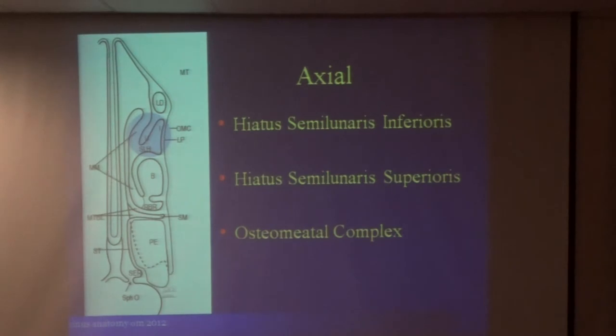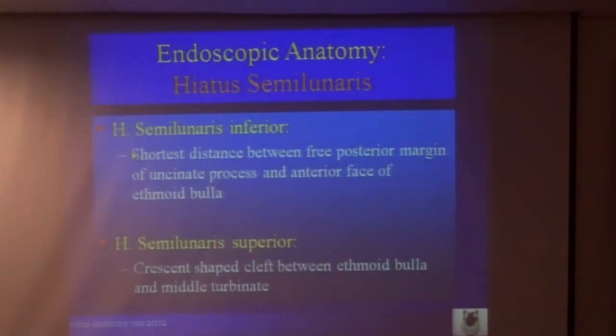Then, if we go deeper into an axial cut in this area, there are two structures or two areas we can identify. One is the hiatus semilunaris inferioris, which is the free edge between the uncinate process and the ethmoid bulla, which is right here. Then another is the hiatus semilunaris superioris, which is the area between the uncinate process, the ethmoid bulla, and the middle turbinate, right in this area here.